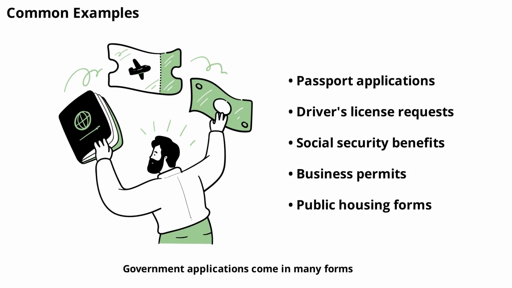Government applications come in many forms, depending on the service or benefit being requested. For example, when you apply for a passport, you fill out a government application. The same goes for driver's licenses, social security benefits, business permits, and even public housing. Each of these applications requires specific information and documents, and the process may vary depending on the agency involved. By understanding these examples, we can see just how integral government applications are to our everyday lives.